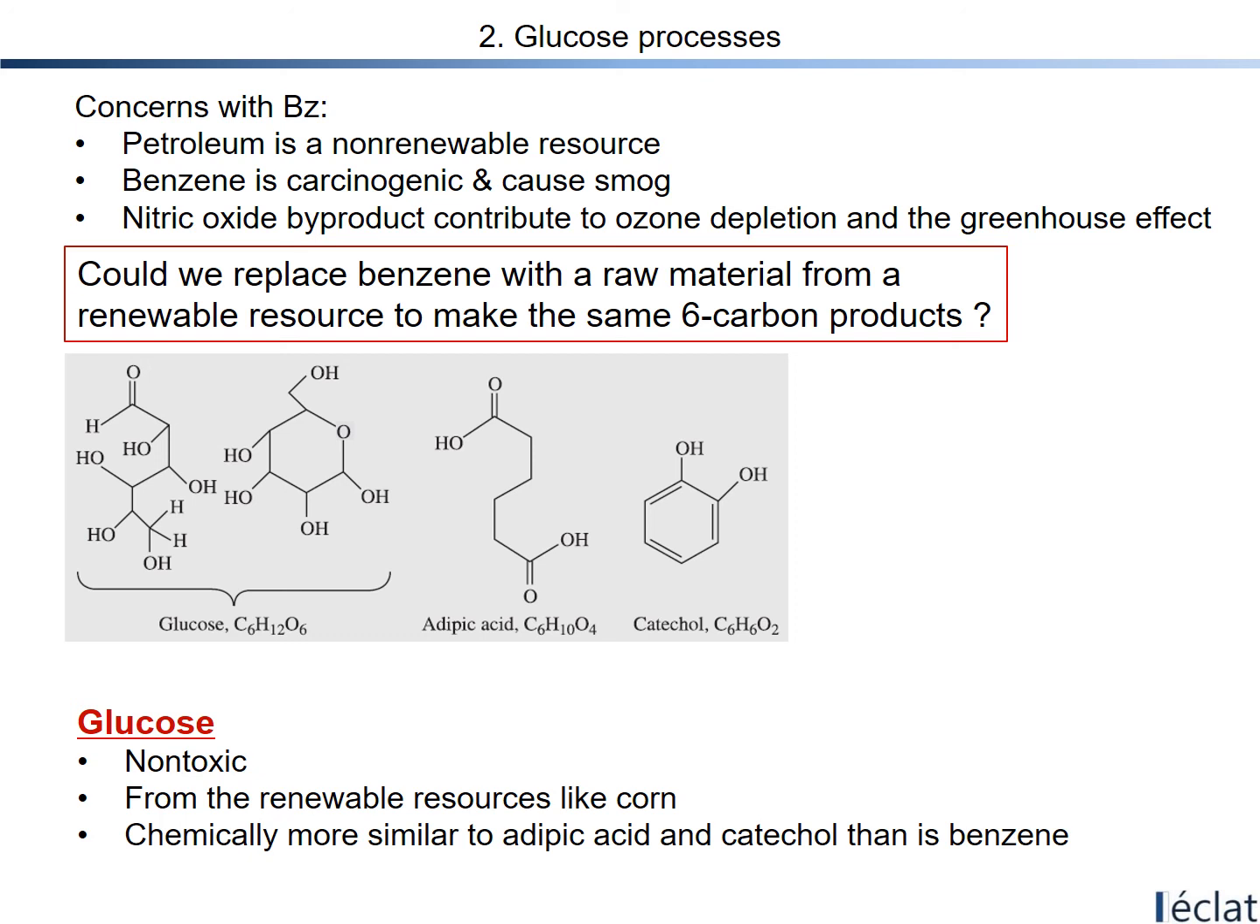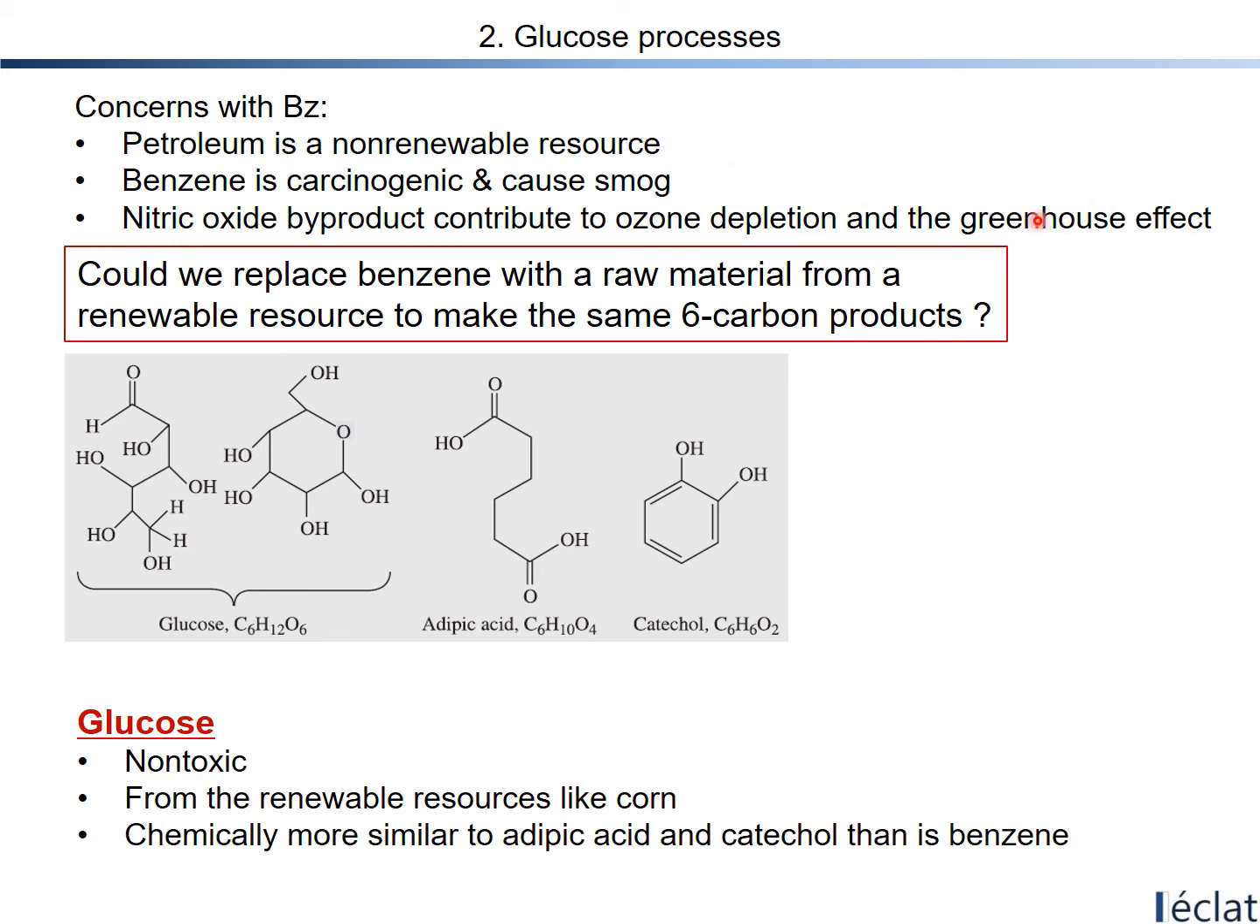But there are some concerns about benzene as the raw material. Petroleum is a non-renewable resource, and benzene is produced from this non-renewable resource. So there are some environmental problems. Benzene is also carcinogenic and sometimes causes smog. Also, sometimes we would have nitric oxide as the byproduct, and these gases contribute to ozone depletion and the greenhouse effect.